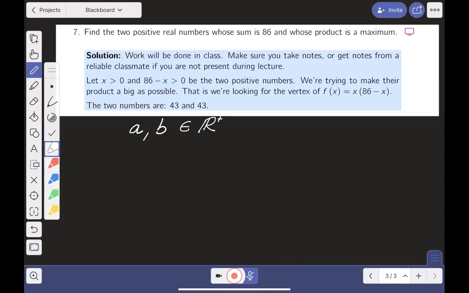I'll write this down over here. A plus B is 86. Now they say something really strange. They say the product is a maximum. I bet this has something to do with what we learned about parabolas. So see if you can write this down.